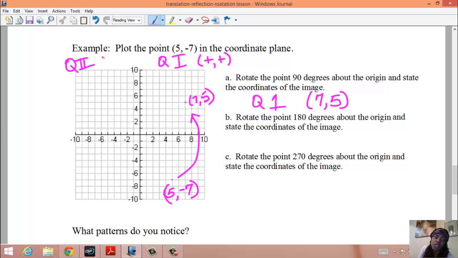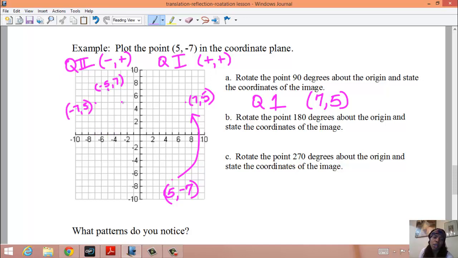Okay, so in quadrant 2, the coordinates are going to be negative and then positive. It's always going to involve the exact same numbers when we're rotating with respect to the origin. So let's look at two possible coordinates that have 5 and 7 in the second quadrant. One would be -5 and +7. Another possibility would be -7 and +5.